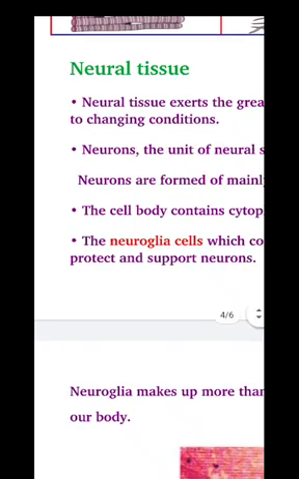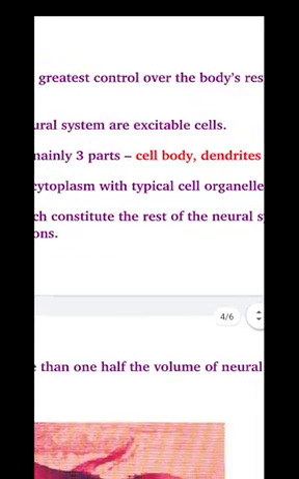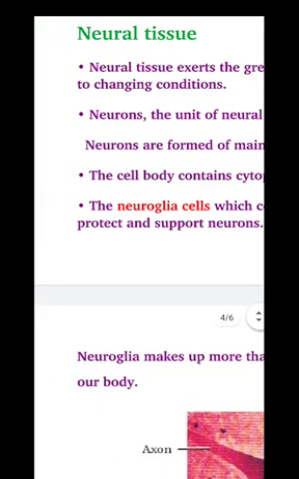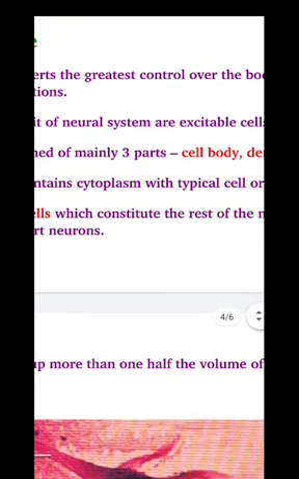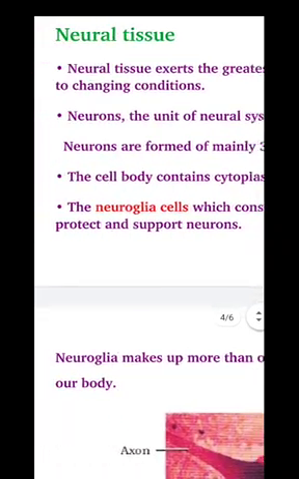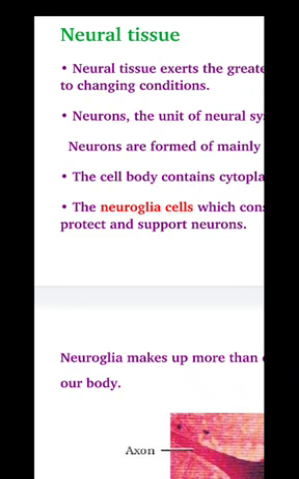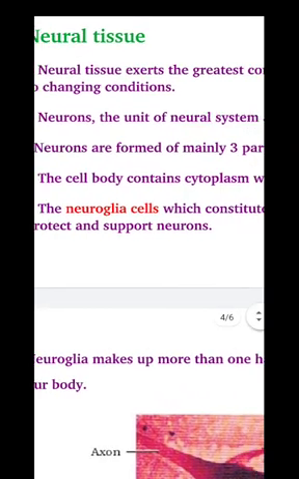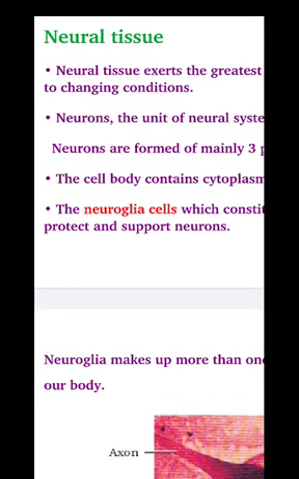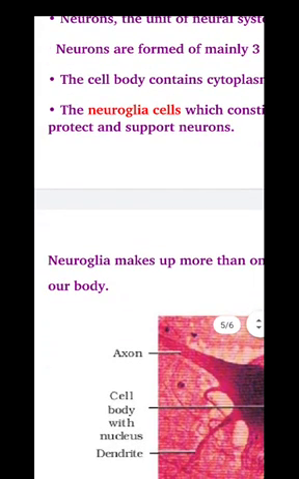The cell body contains cytoplasm with the typical cell organelles, and the neuroglia cells, which constitute the rest of the neural system, protect and support neurons. So two parts are there in the neural tissue. One is neurons, the structural and functional units, and the other is neuroglia cells. And what is the function of neuroglia cells? To protect and support neurons. Clear now?